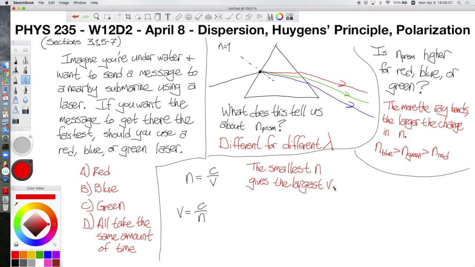So this means we need to choose the laser that has the smallest index of refraction, which is red. So the red laser will get there the fastest, and this is the correct answer in this situation.